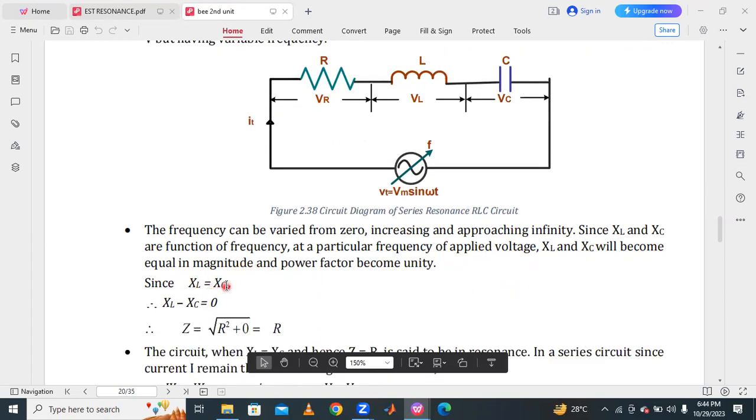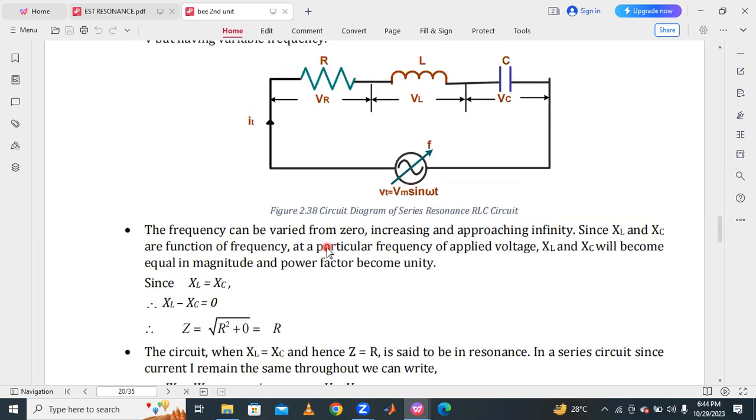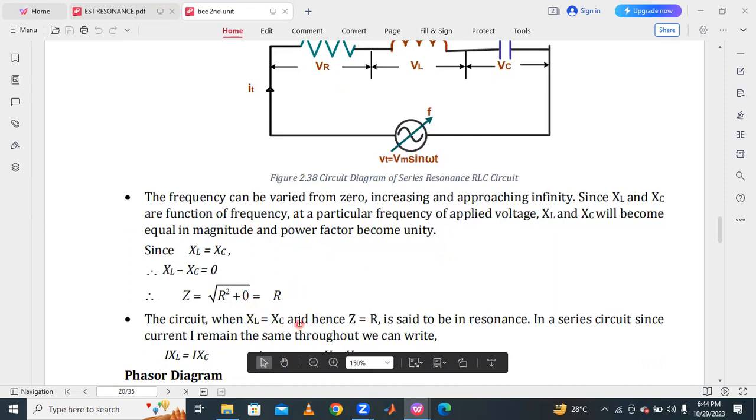XL is equal to XC, then XL minus XC is equal to 0. So the impedance offered by the circuit is only resistance. Z is equal to root of R square plus XL minus XC whole square. The XL minus XC term is 0, so Z is equal to root of R square, that is equal to R. The circuit behaves like a resistor, so the power factor is unity. Power factor is cos theta, that is equal to R by Z. Z is equal to R, so R by R is 1. That is called unity power factor.